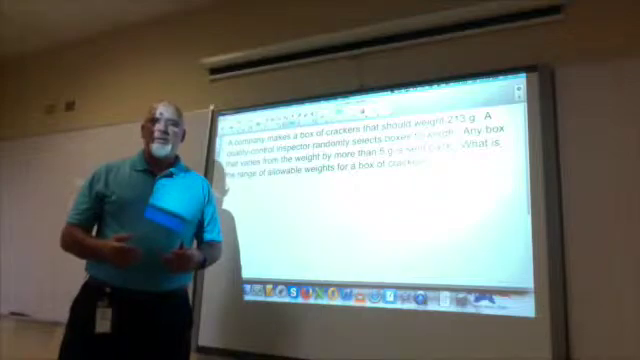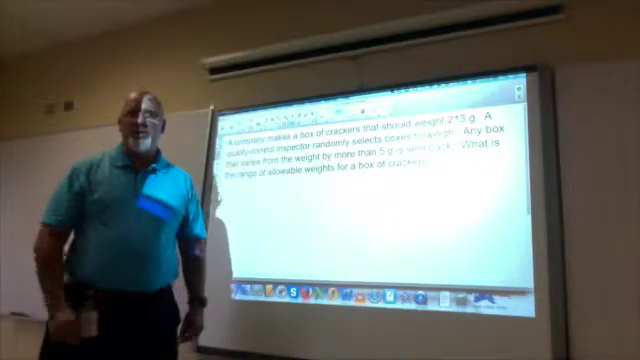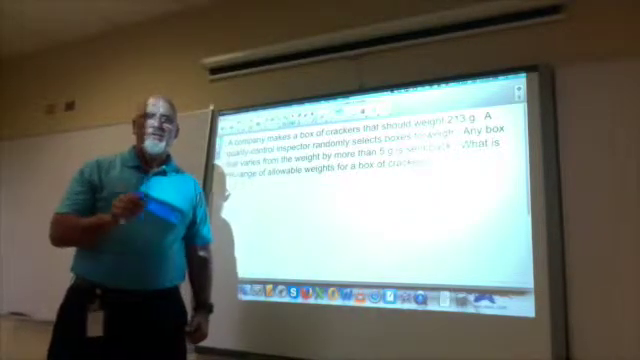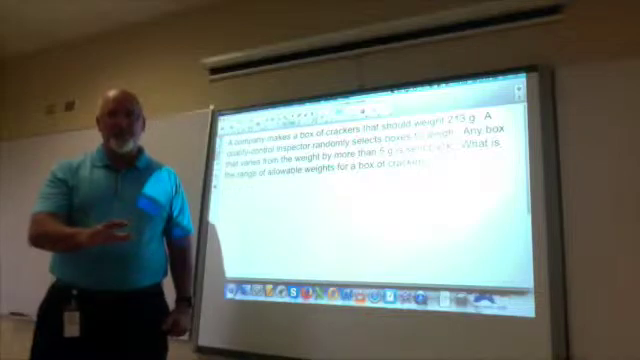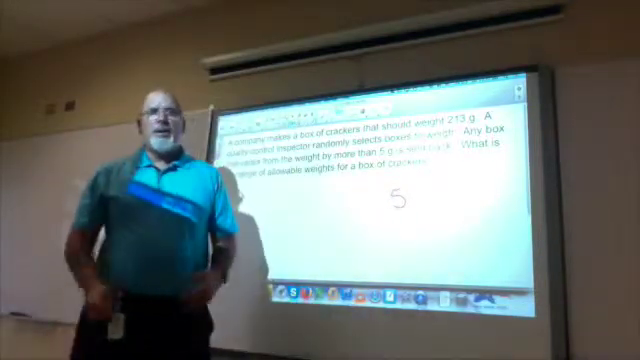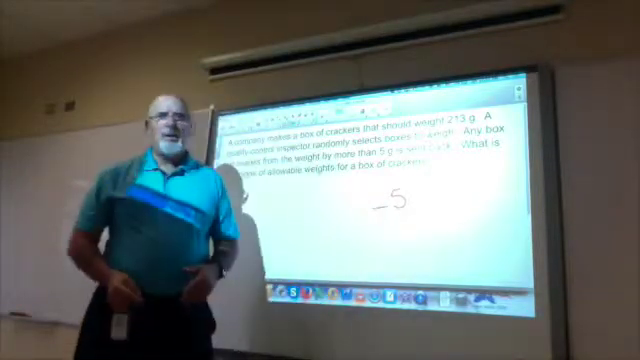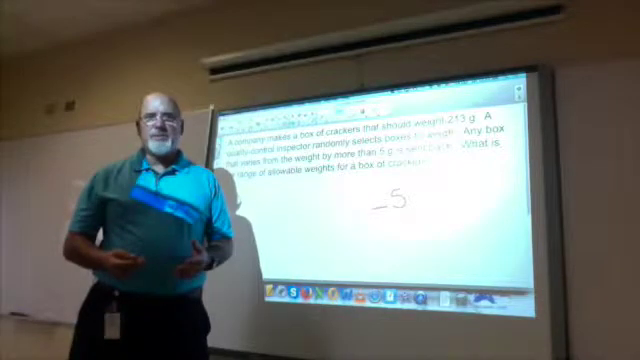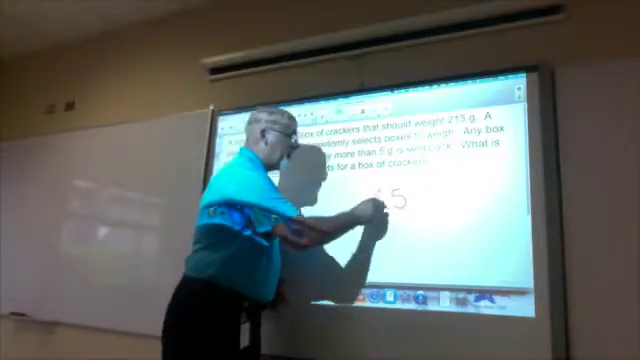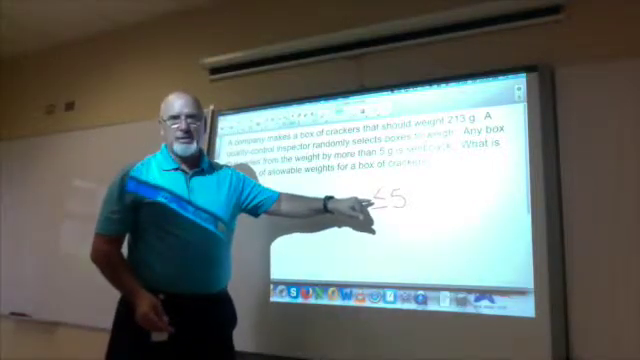Okay, it says any box that varies by more than 5 grams is sent back. That tells you a couple of things. It can be off by 5 grams because 5 grams is not more than 5 grams. So we can put a 5 here, and it says that it can be 5 grams. It says if it weighs more than 5 grams, it's sent back. That means it has to be less than in order to be kept. So it can be 5 grams or less.